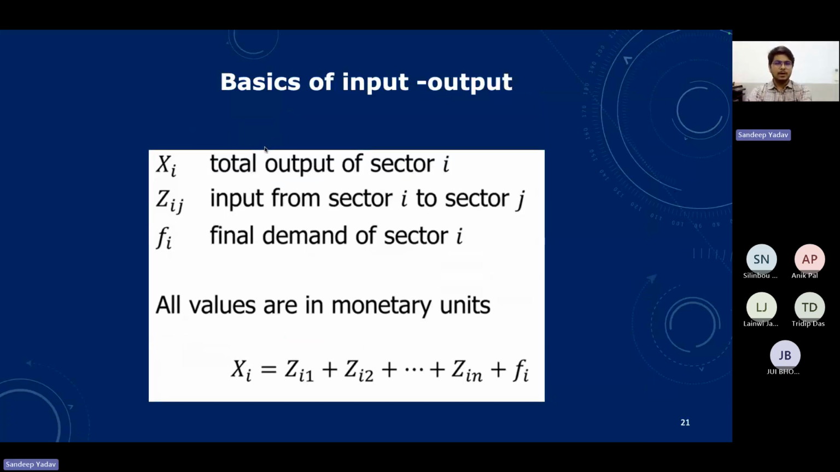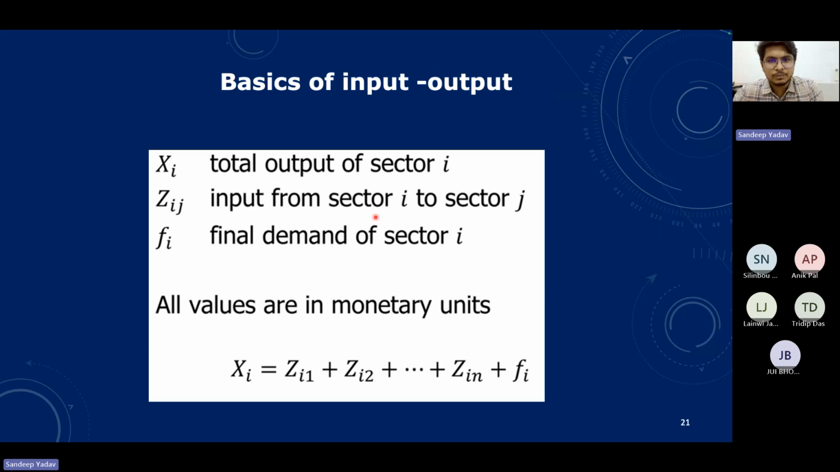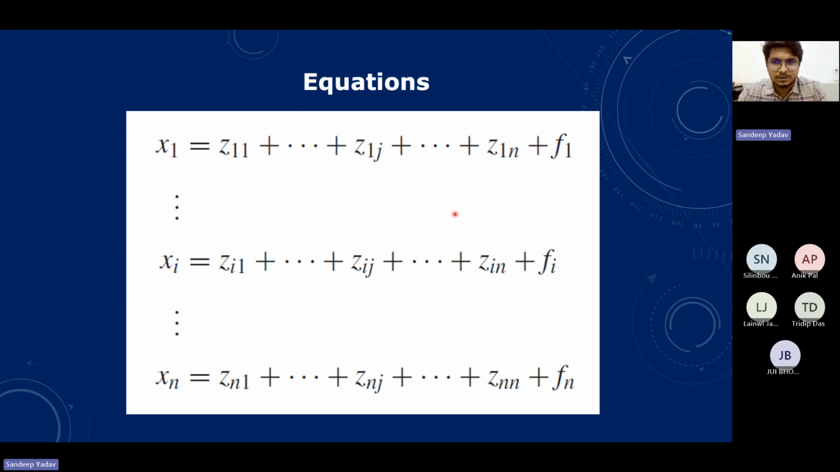Here all the values are in monetary units. Xi is equal to the total output of sector i, Zij is the input from sector i to sector j, and Fi is the final demand of sector i. If you write Xi is equal to Zi1 plus Zi2 until Zin plus Fi, then finally we can write the equations X1 is equal to Z11 and so on, and similarly X2 to Xn in the same manner.